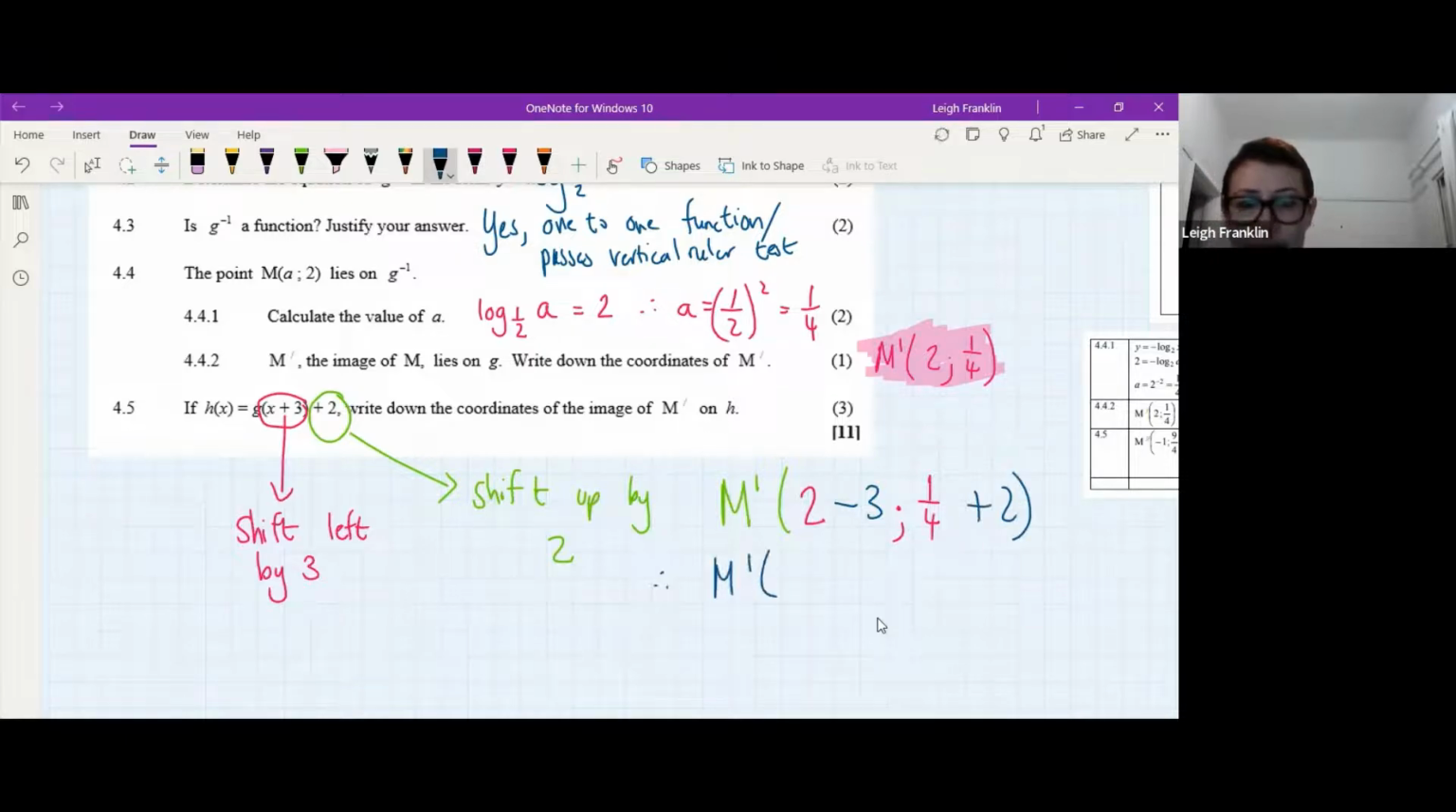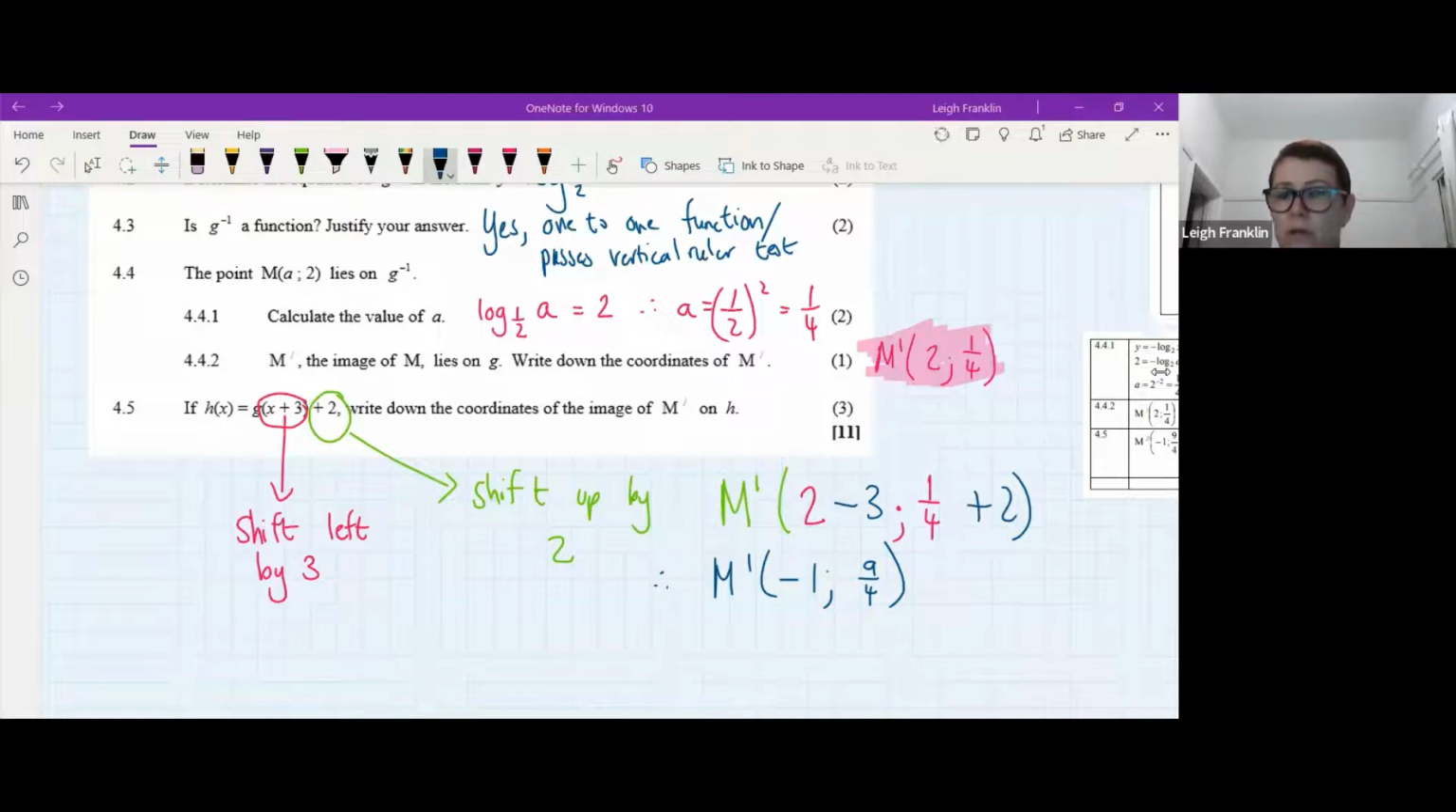So the coordinates at m prime, on h of x, are going to be -1, and 2 plus a quarter would be 9/4, like so. Yes. How does that feel, guys? Does that make sense? Yes, Paul, go for it.